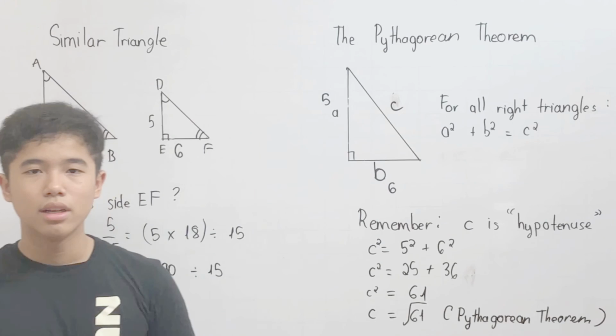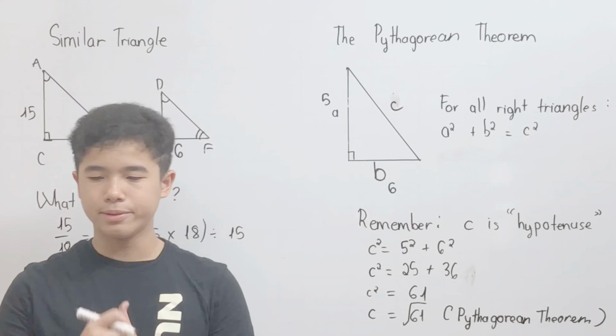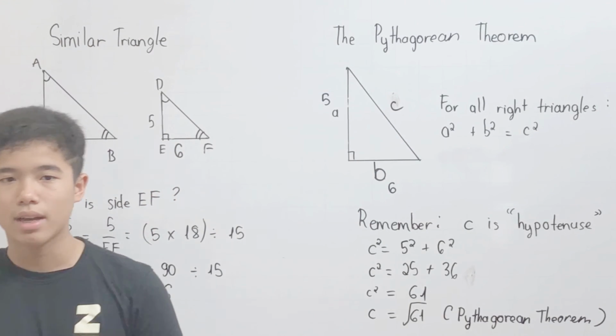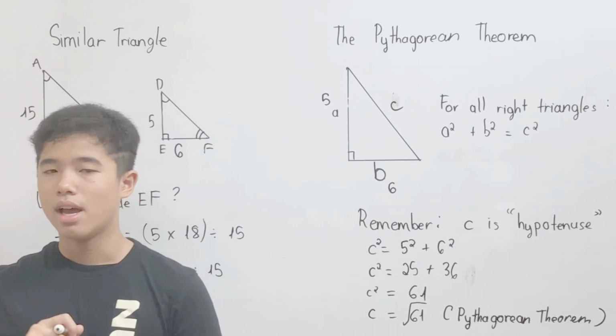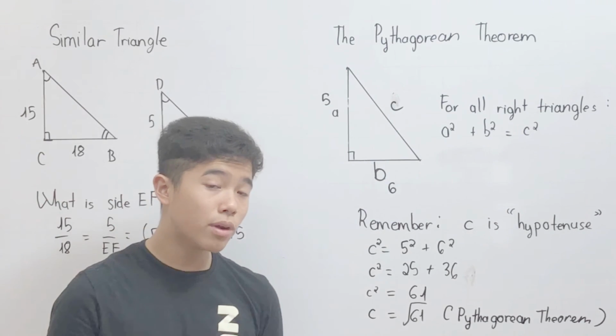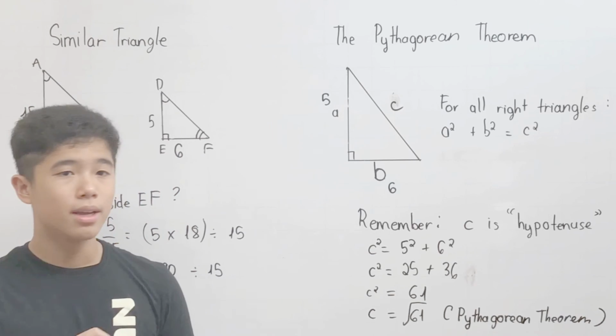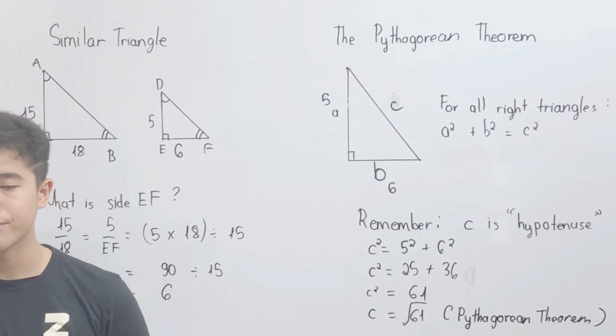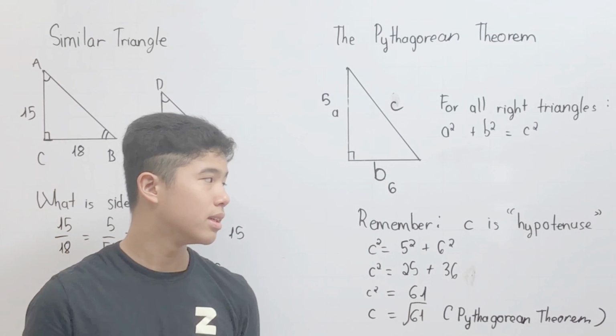So today we learned about similar triangles, isosceles triangles, equilateral triangles, the Pythagorean theorem, and the area of triangles.